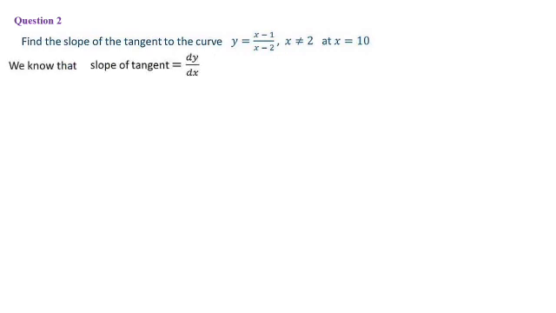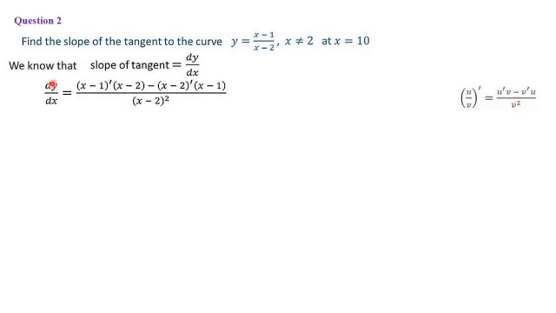So here the slope of the tangent is dy/dx, and this function is in the form u/v. We know how to take the derivative of u/v. Denominator square we have to write. Then the derivative of the numerator into the denominator minus the derivative of the denominator into the numerator. Once again, numerator derivative into denominator minus denominator derivative into numerator, divided by denominator square.